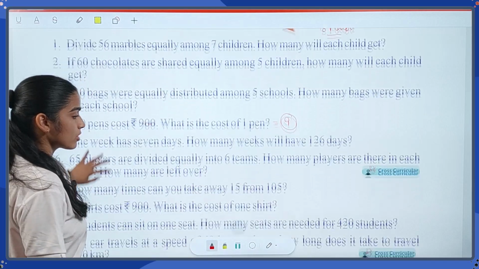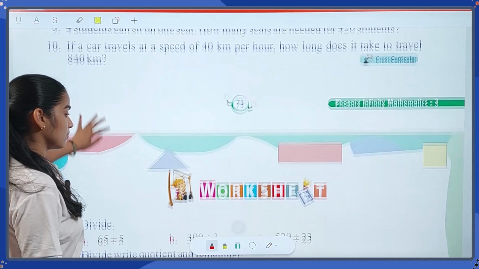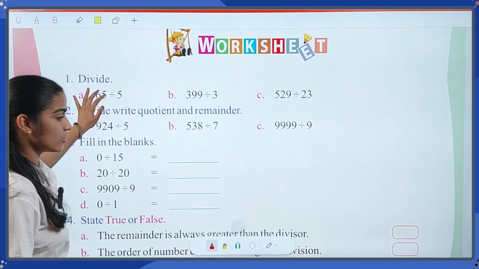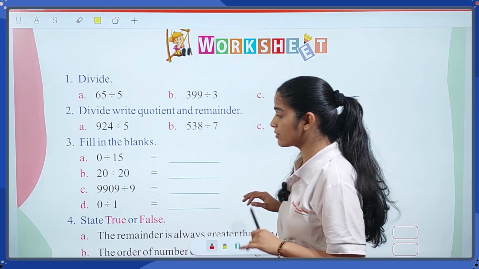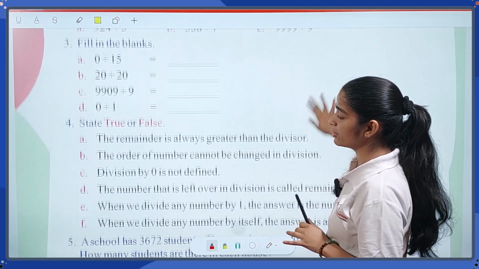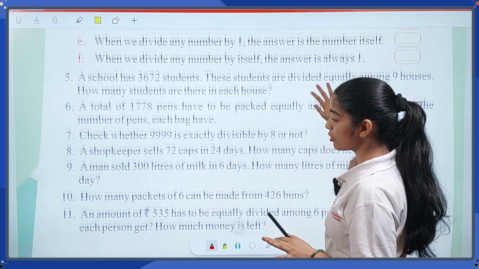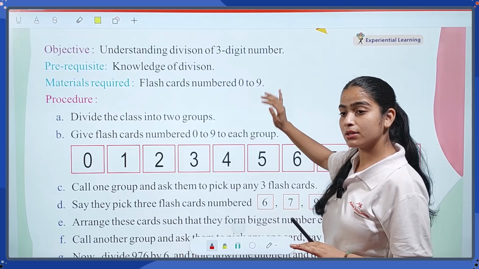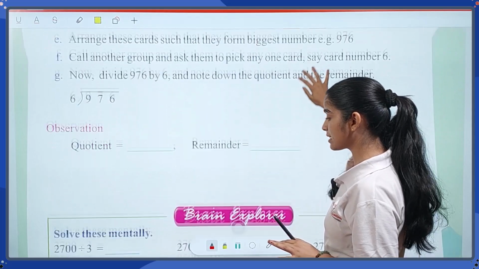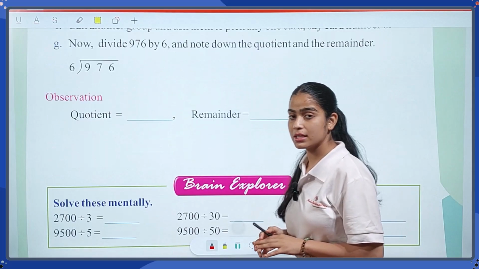Okay. So you can solve the rest of the questions. At the moment you have your worksheet, which means you have a combination of questions we learned till now in our different exercises. So you can solve this exercise on your own, and then you have your mathematics lab activity which you have to perform in your maths lab. With that your chapter ends here.